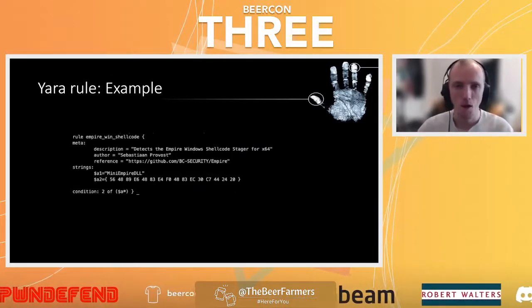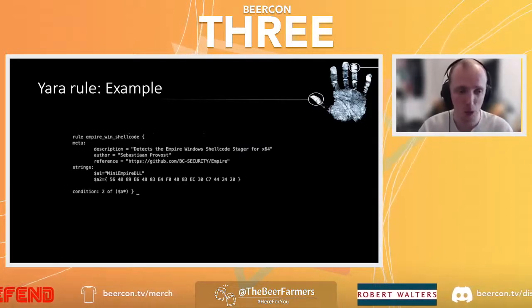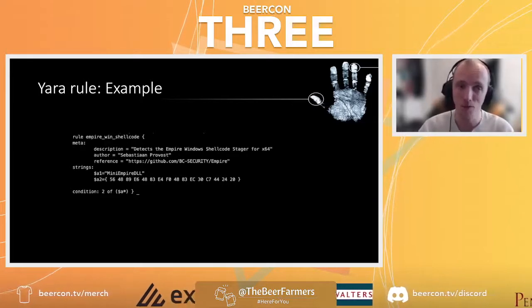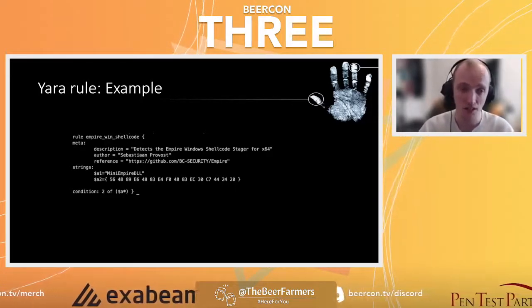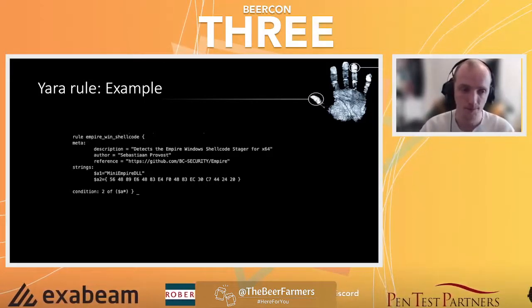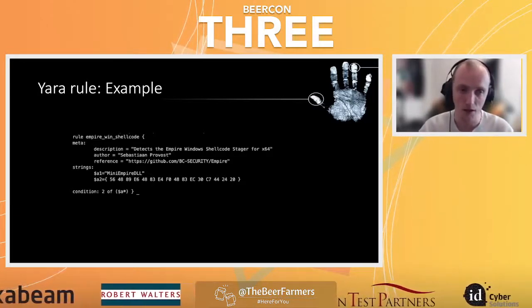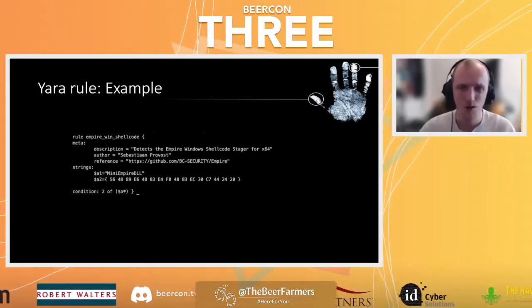Now, what does a YARA rule look like? This is a very simple YARA rule I wrote to catch a stager from the Empire framework. Basically, I define two strings that are present in that kind of stager, and the condition is that only if those two strings are present in that stager, this will trigger the YARA rule. Now, how does that work?